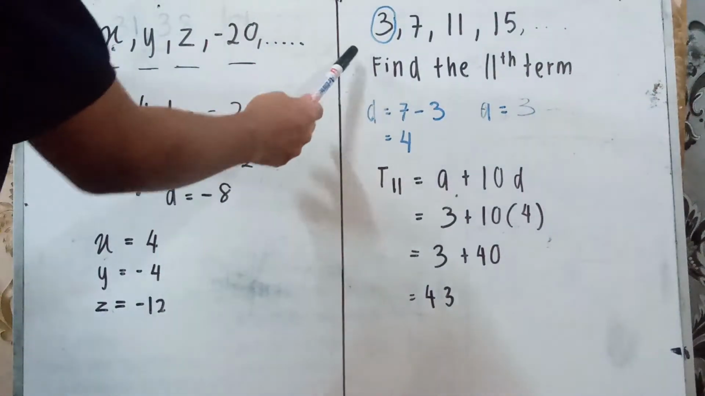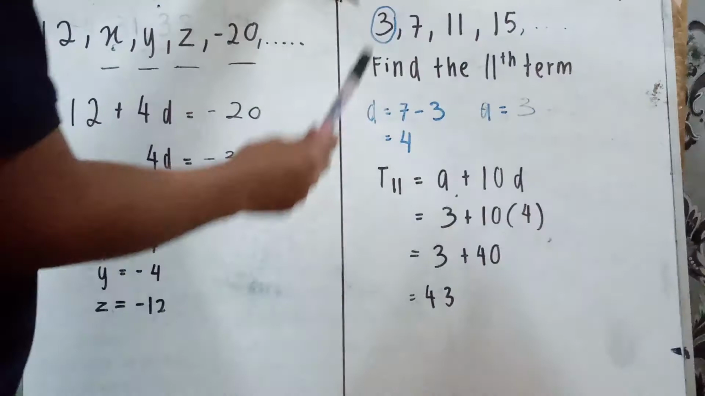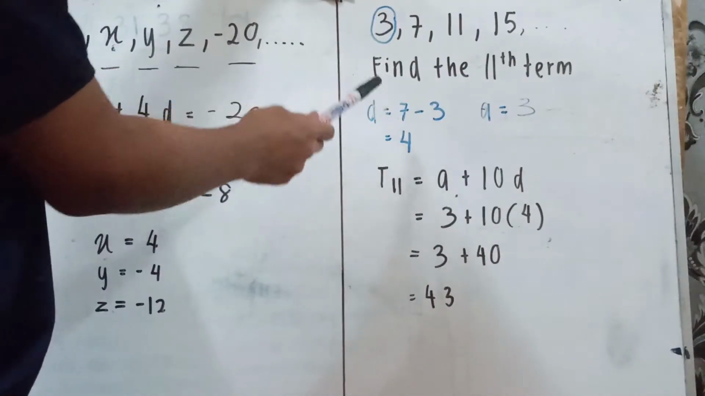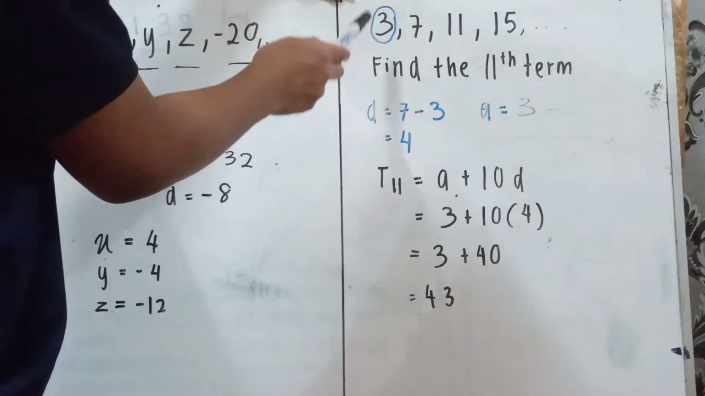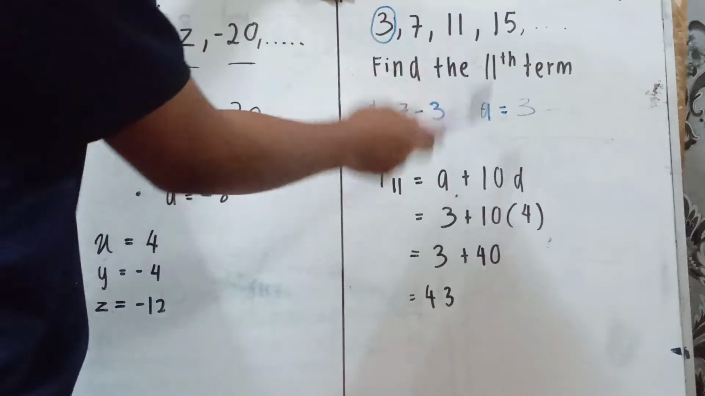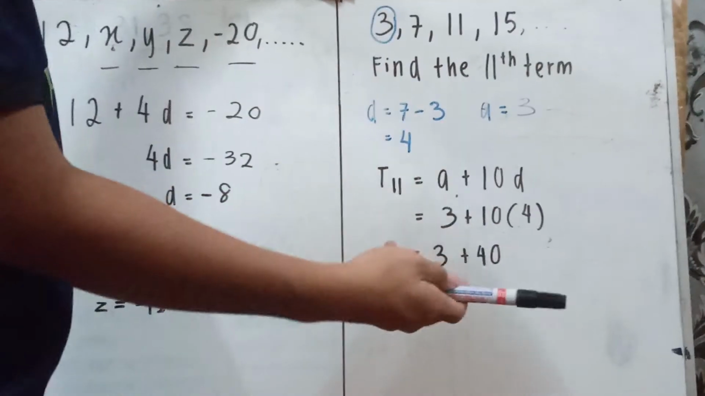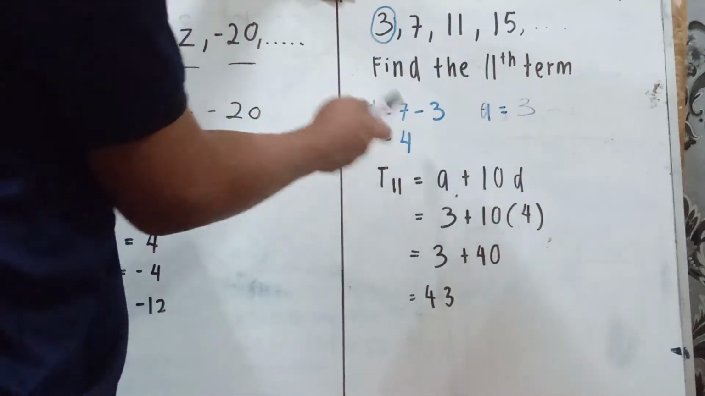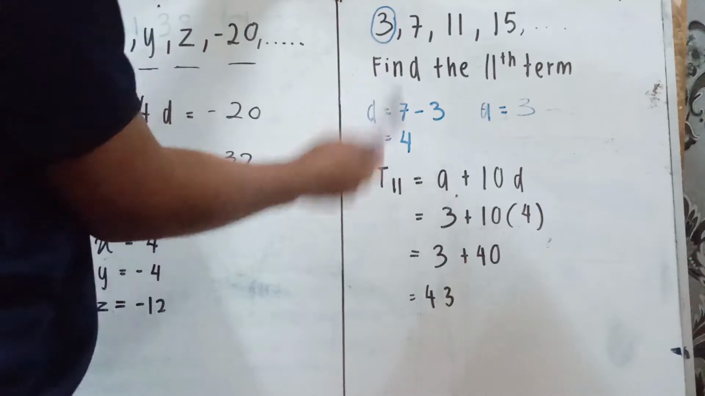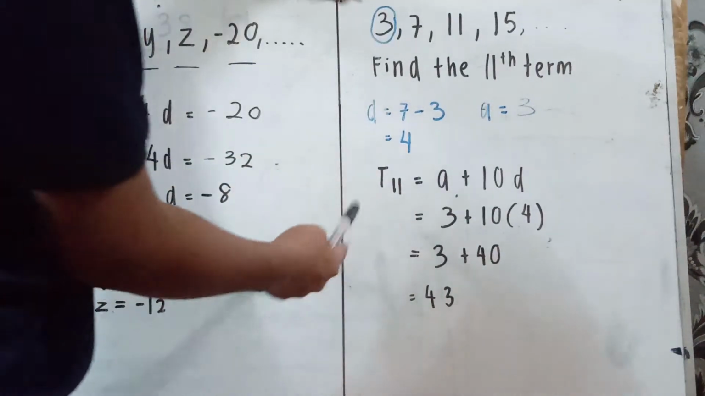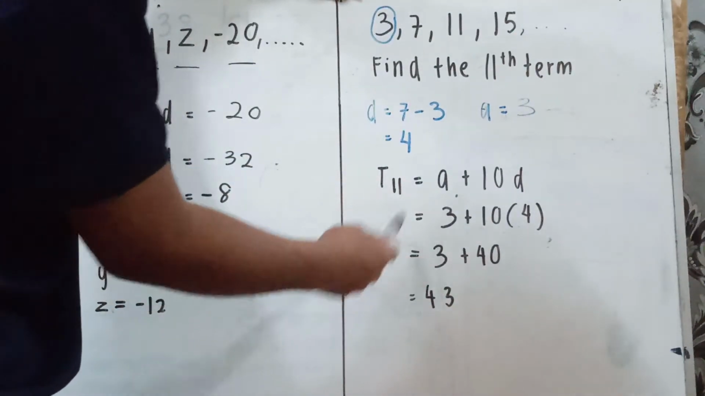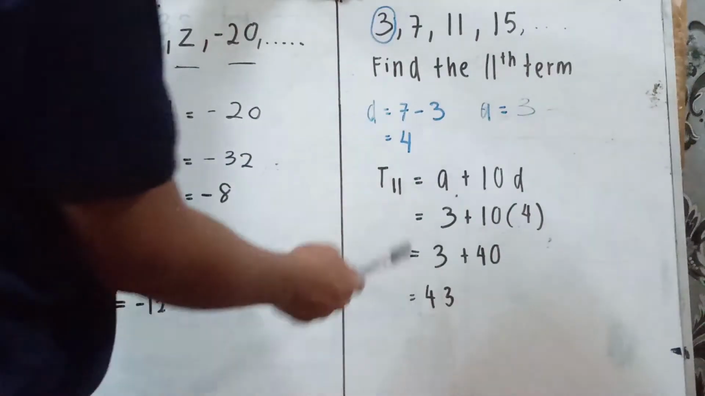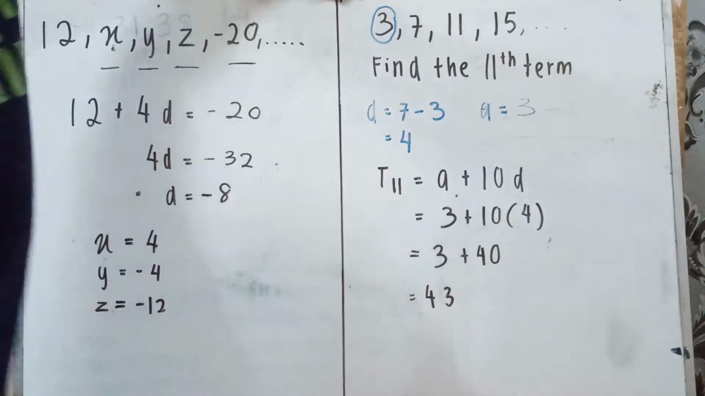And the second question, they tell you to find the 11th term. In this question, we know that the first term is 3. a is 3. And how can we get d? 7 minus 3, 11 minus 7, so we will get 4. d is 4. So substitute into the formula. T11 equals a plus 10d, as I just told you, and you will get 43.